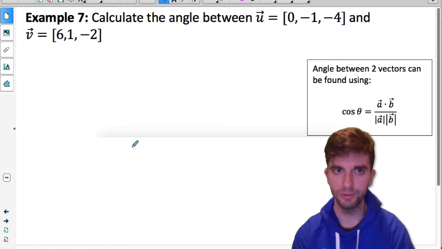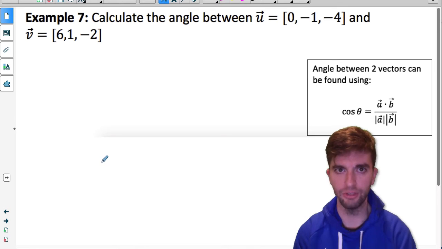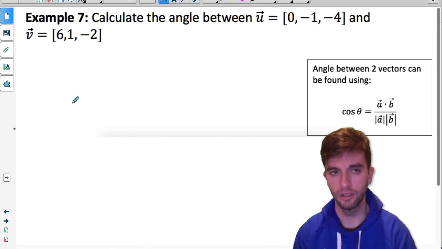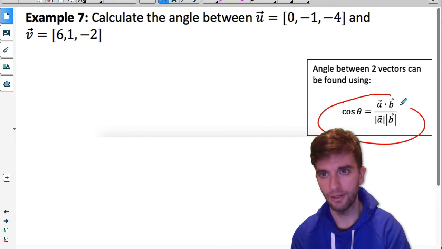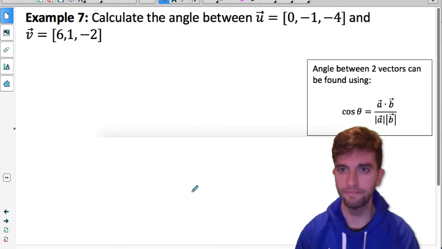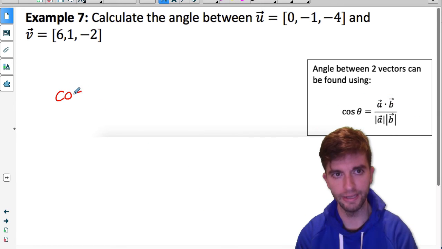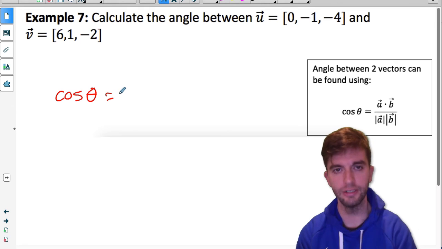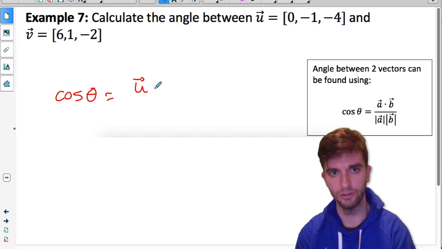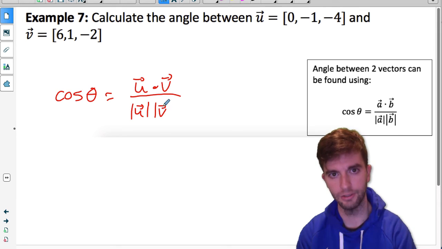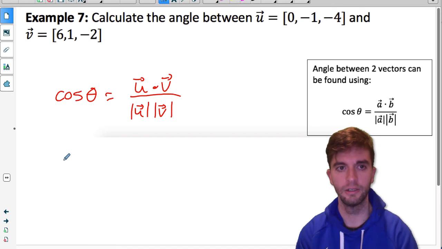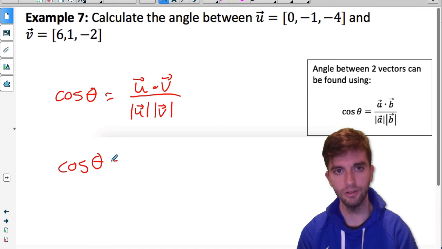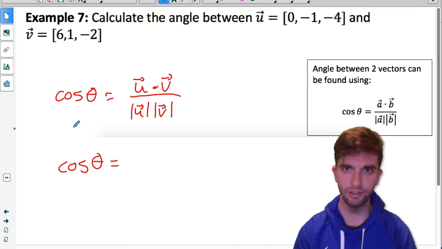To find the angle between two algebraic vectors, we just have to use the rearranged dot product. Here's a reminder of that rearranged dot product formula. To find the angle between vector u and v, I would have to do u dot v divided by the magnitude of u times the magnitude of v. So cosine of the angle would equal the dot product of vector u and v.